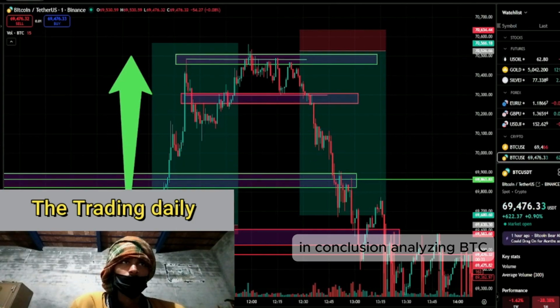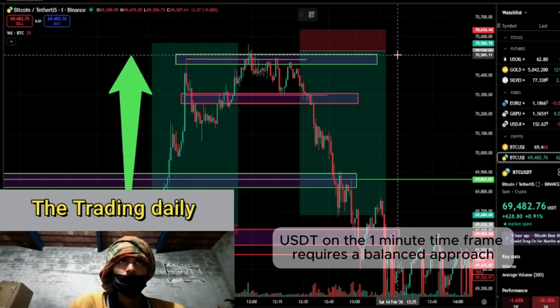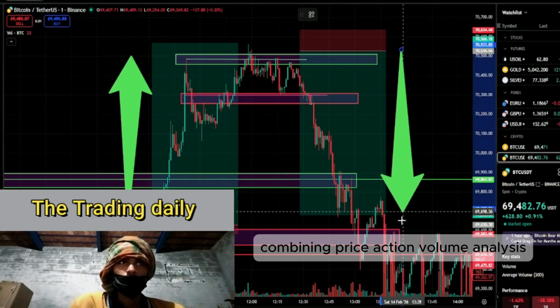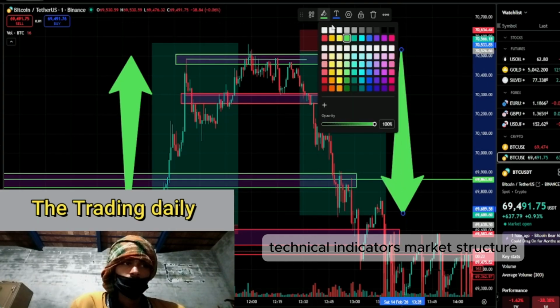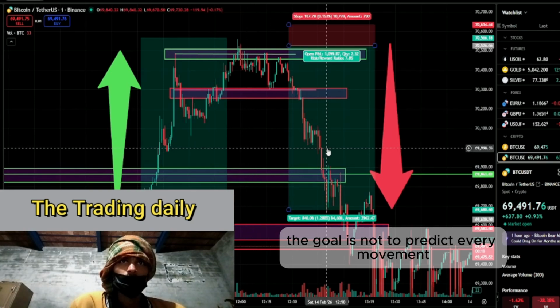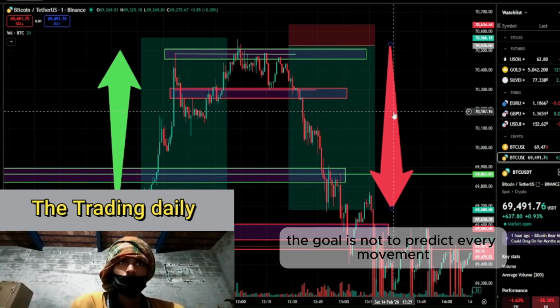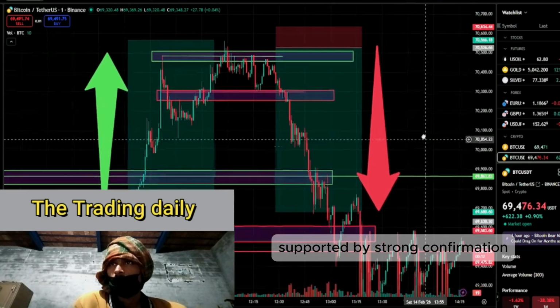In conclusion, analyzing BTCUSDT on the 1-minute time frame requires a balanced approach combining price action, volume analysis, technical indicators, market structure, liquidity awareness, timing, and risk management. The goal is not to predict every movement, but to identify high-probability setups supported by strong confirmation.